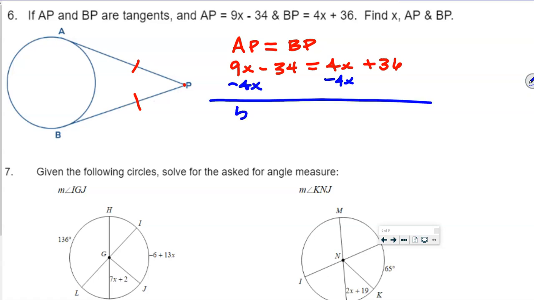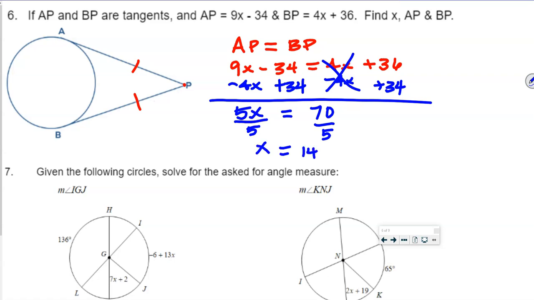So that's going to give me 5x over here, and now that's gone. And I'm going to add 34 to both sides. So that's going to be 70, right? How many times does 5 go into 70, y'all? We're going to divide both sides by 5, right? So x equals 14.